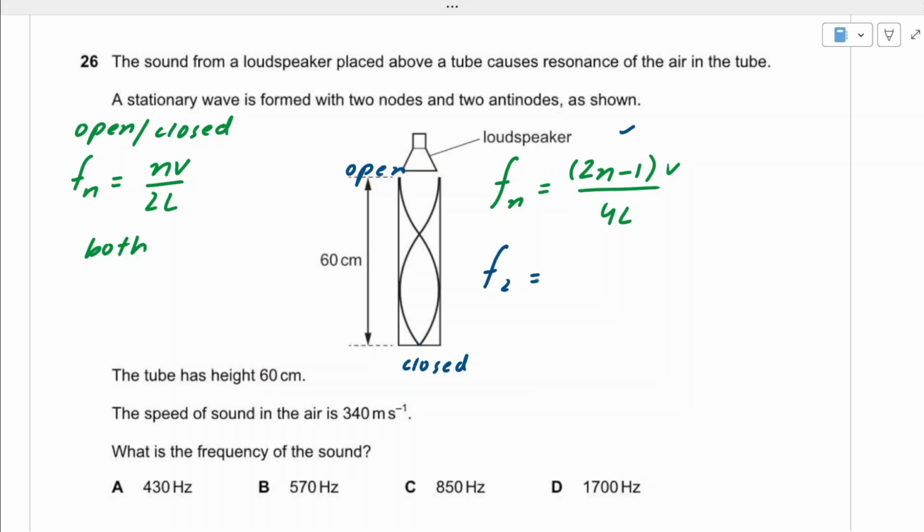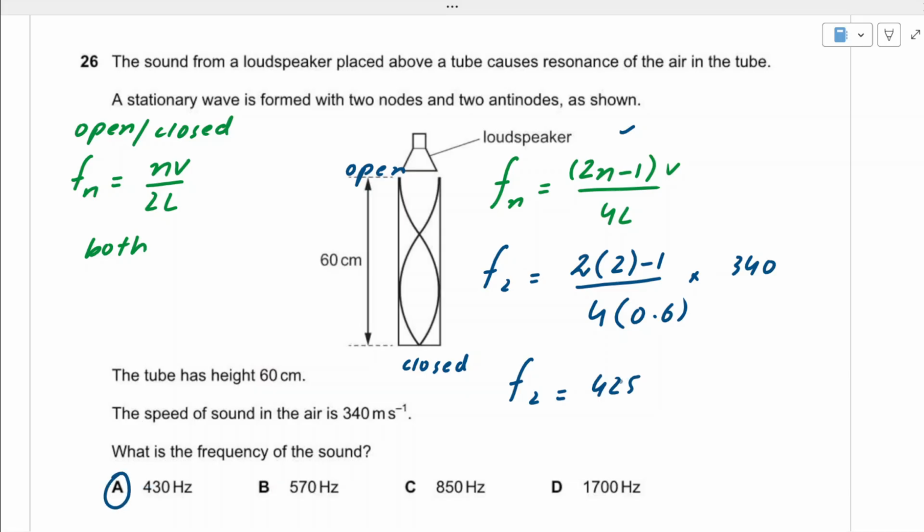So F2 equals, instead of the value of n, I know this is the second harmonic, so I'll write 2 here, divided by 4. What is the length in meters? It would be 0.6. What is the speed? 340. So if you hit it on the calculator, you're getting 425, which in 2SF would be 430.